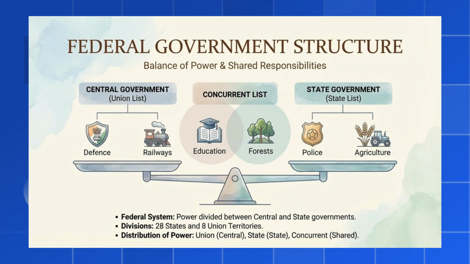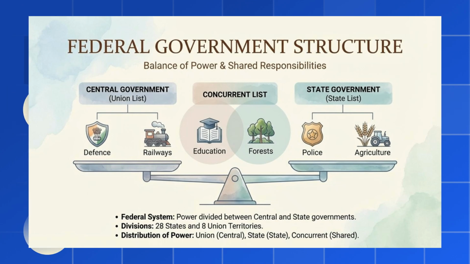India is a vast country, so to govern it effectively, we have a federal government. This means power is divided between the central government and the state governments. India is divided into 28 states and 8 union territories. The powers are distributed in 3 lists.